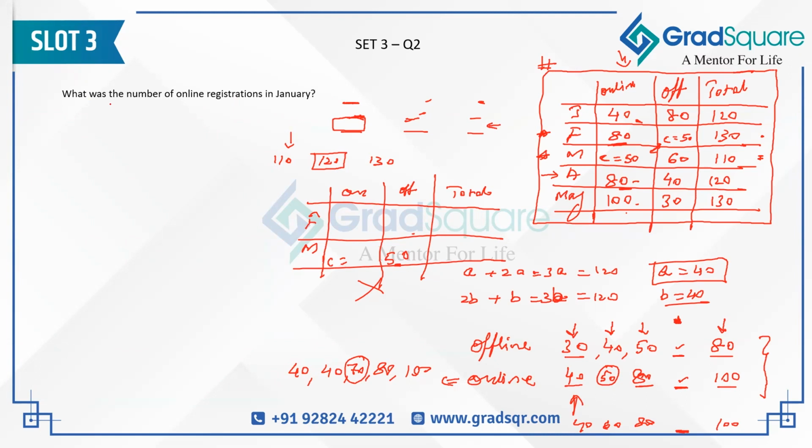Second question from the set, what was the total number of online registrations in January? Total number of online registrations in the month of January was 40. So you have 40 as the answer for the second question of the set.